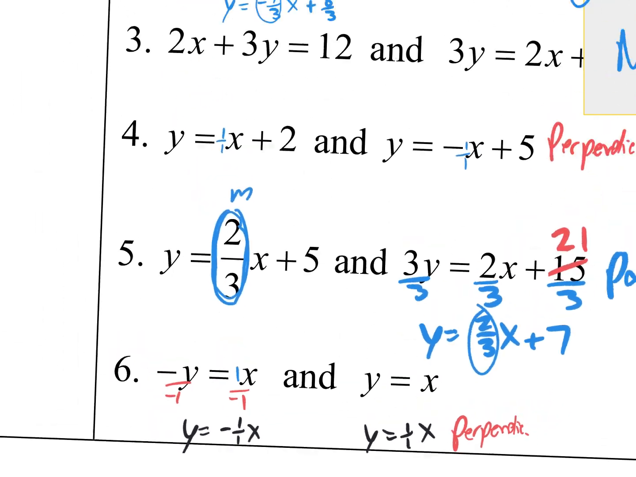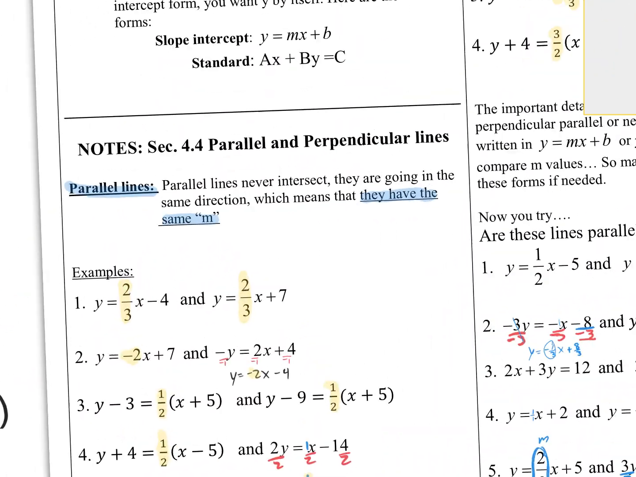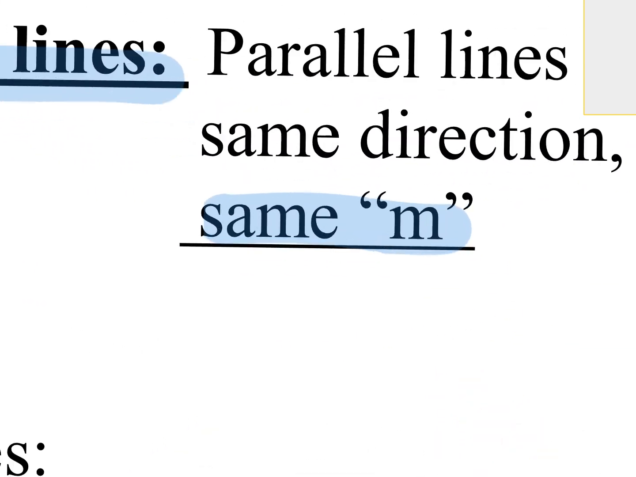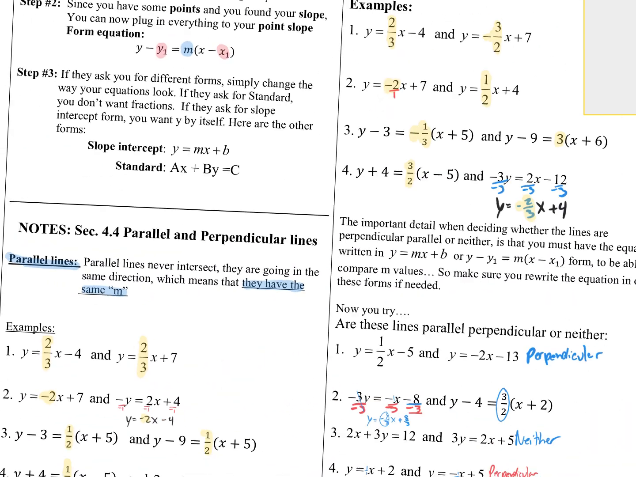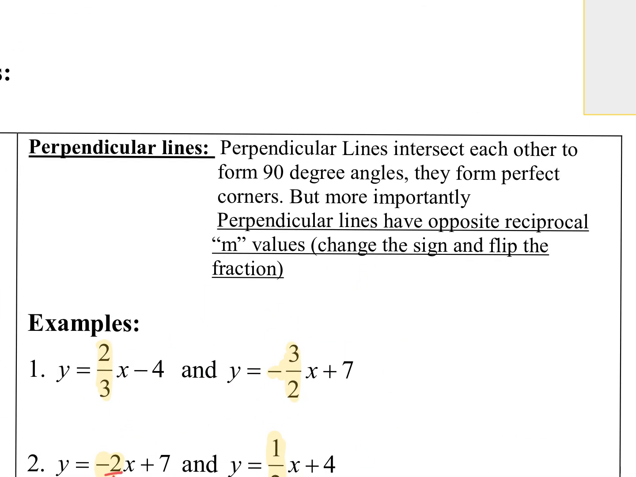Anyway, that's what you need to learn for today: parallel lines have the same slope. Perpendicular lines, let me highlight this in red, have opposite reciprocal m values. What does that mean? You change the sign and flip the fraction.